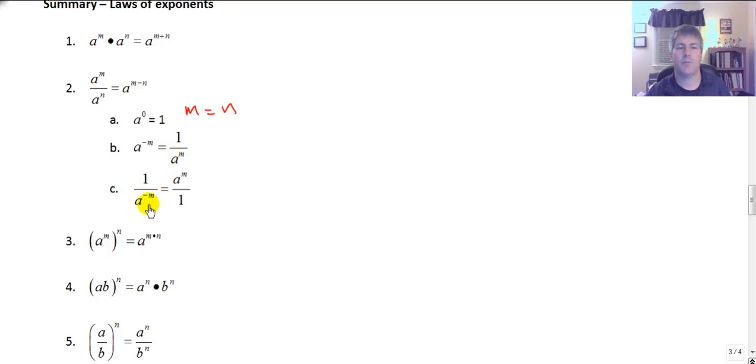A negative exponent in the denominator becomes positive in the numerator. Here is our power raised to a power. We just multiply the exponents. Here's an example of imposing the exponent on each of our factors. A times b, that whole quantity raised to the n, is a to the n times b to the n. And then finally, when we're dividing, we can do the same thing and impose the exponent on each of our factors in a fraction as well.